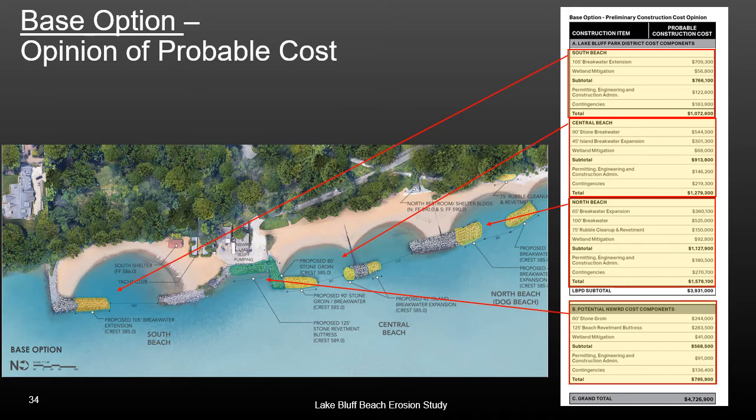The South Beach is $1,072,000. The Central Beach construction is $1,279,300. The North Beach is $3,931,000.